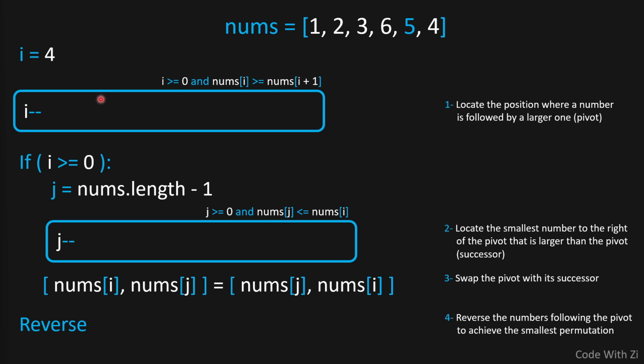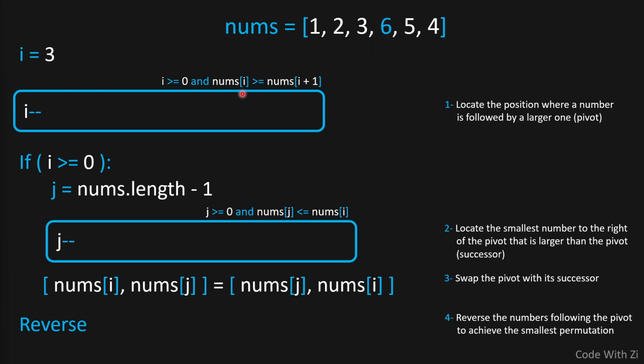We're going to enter this loop and say, keep on looping as long as I is greater than or equal to 0. Well, I is 4, so this is true. And the number that I is pointing to, which is 5, is greater than or equal to the number next to it. Well, 5 is greater than 4. So let's decrement I, and now I is going to be 3, and it's going to be pointing to this number because this is the number with the index of 3.